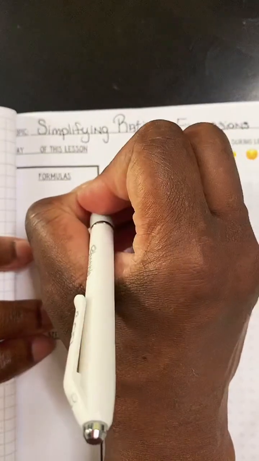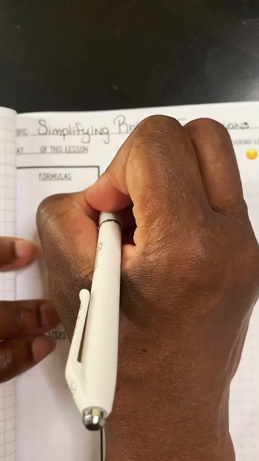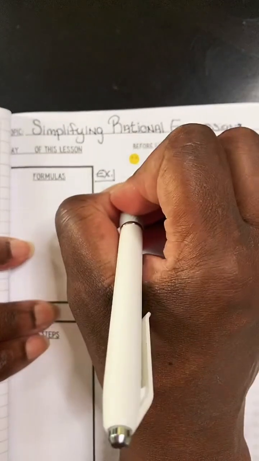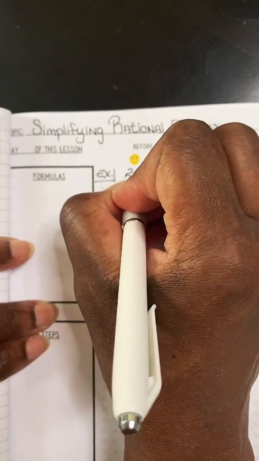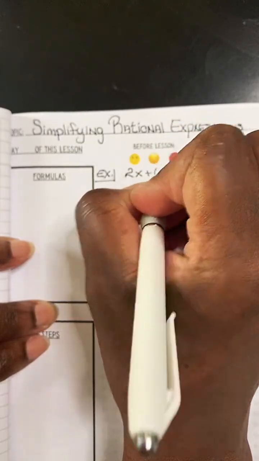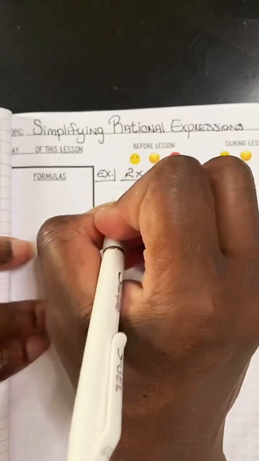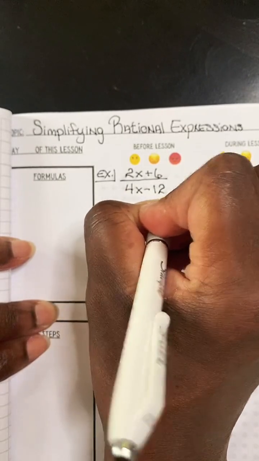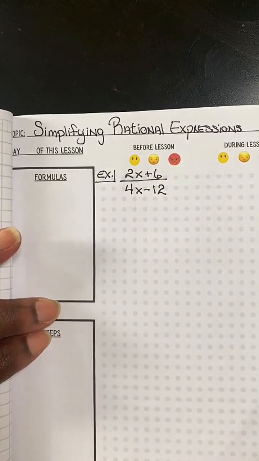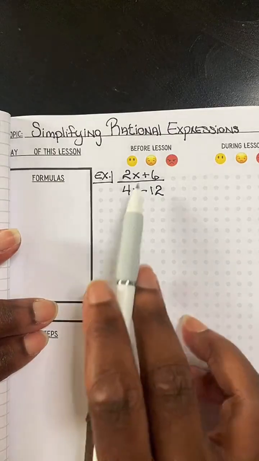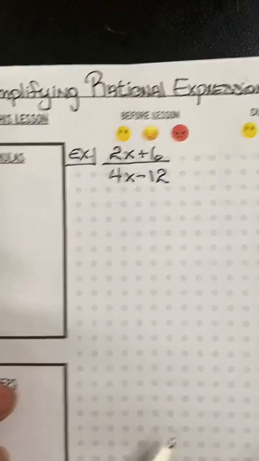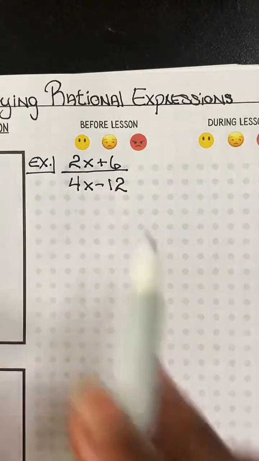All right, so let's work on simplifying it real quick. Okay, let's see how we're doing with this. So if we have 2x plus 6 over 4x minus 12, we can break this down. Let me zoom up so you can actually see it. Okay, we can break this down.